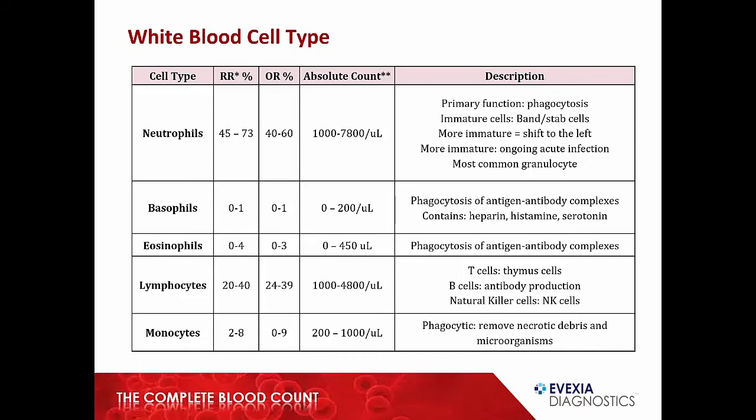The eosinophils are involved in phagocytosis of antigen-antibody complexes. T lymphocytes and B lymphocytes, and I mentioned those, antibody production, and they go after damaged cells. And the monocytes, they help remove necrotic debris and pathogenic microorganisms.